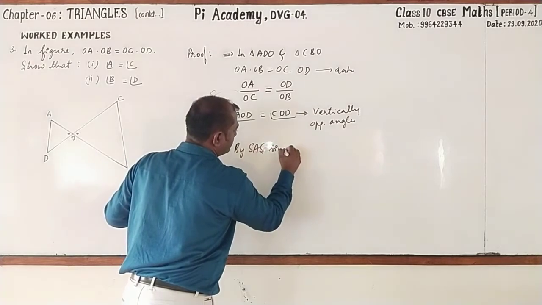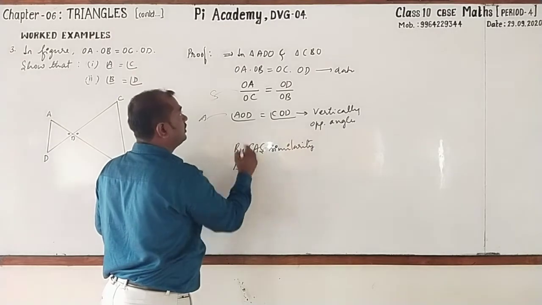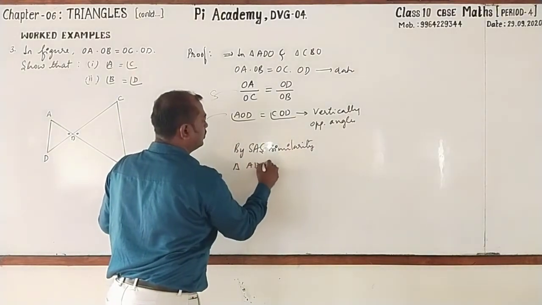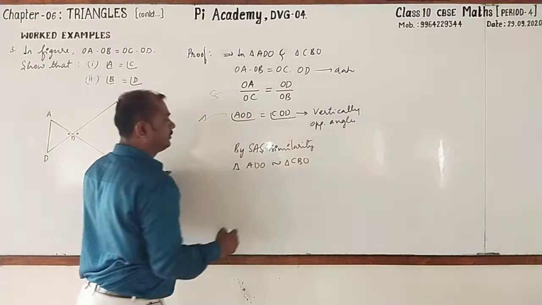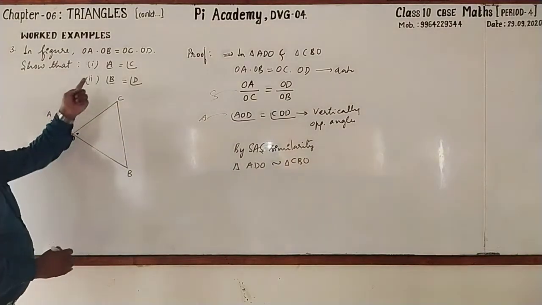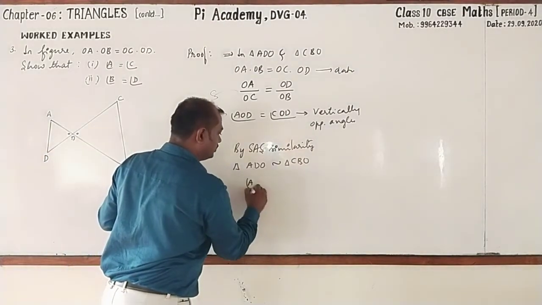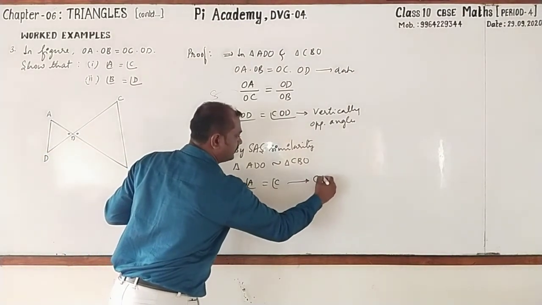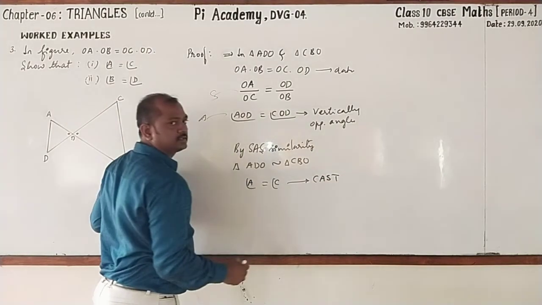Now here these are the sides and these are the angles. According to SAS similarity, triangle ADO is similar to triangle CBO. What are we going to prove? We will prove angle A equals angle C. See that? Angle A equals angle C. What is the reason? Corresponding angles of similar triangles.